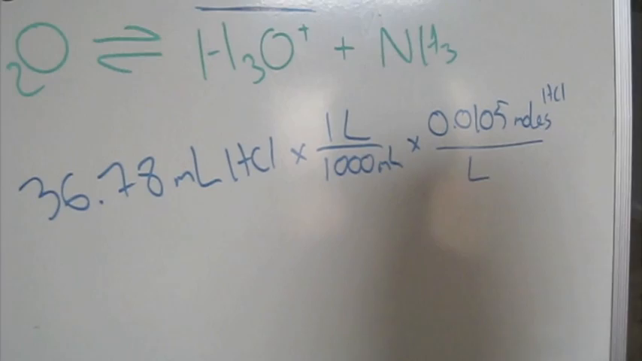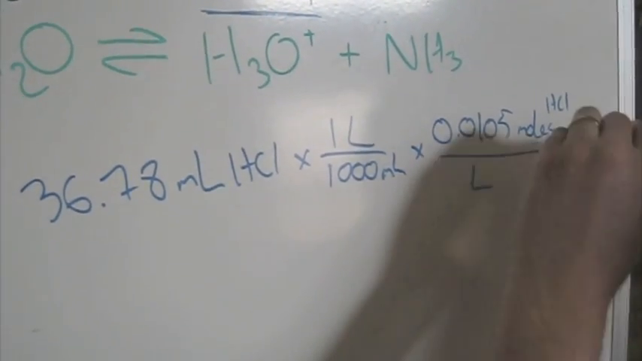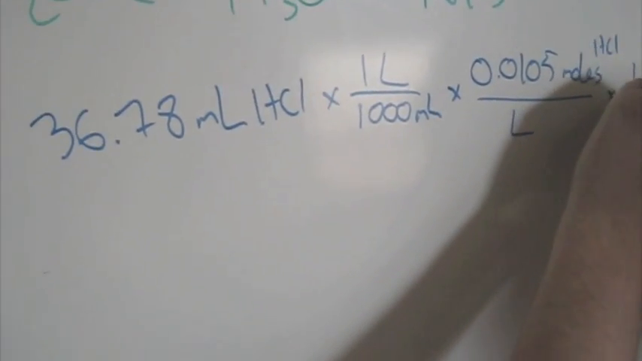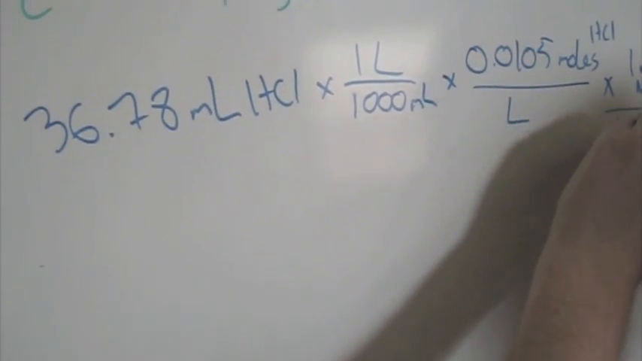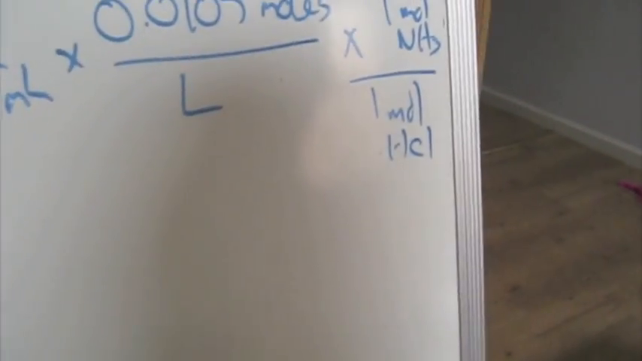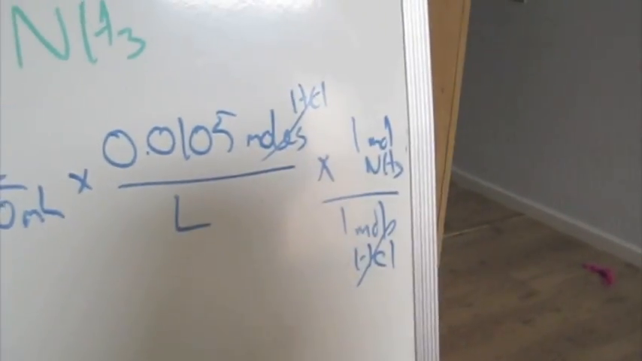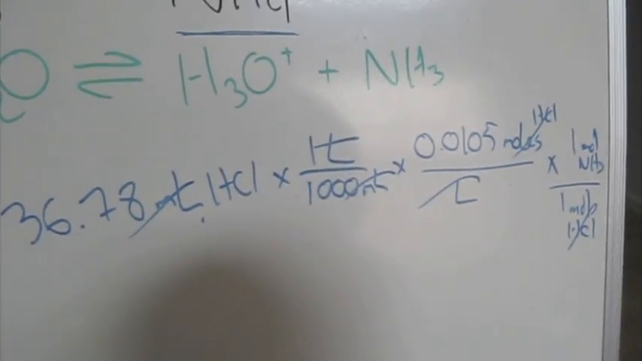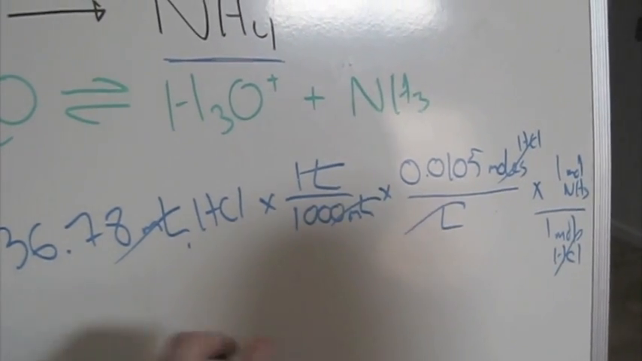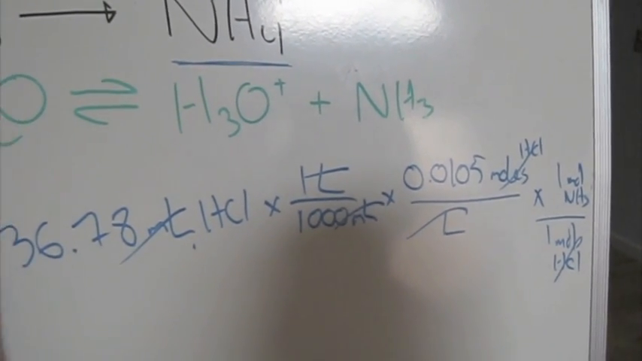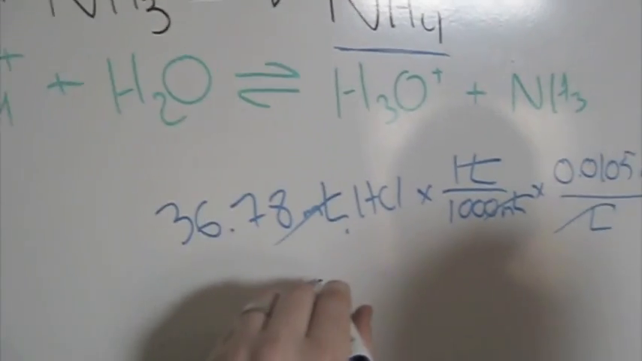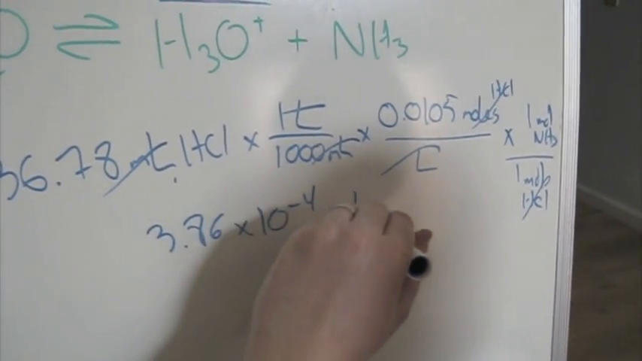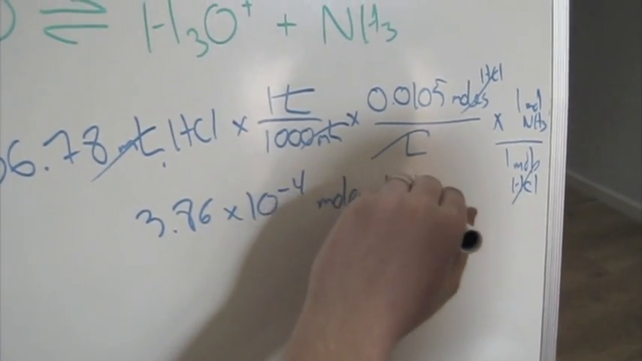And then we're just going to multiply by a mole ratio. We know that 1 mole of NH3 reacts for every 1 mole of HCl that we have. If we do our unit analysis, moles of HCl cancels out, liters cancels, milliliters cancels out, and we're left with moles of ammonia. If you do the math on your calculator, you will find that initially in the original mixture we've got 3.86 times 10 to the negative 4th power moles of ammonia.